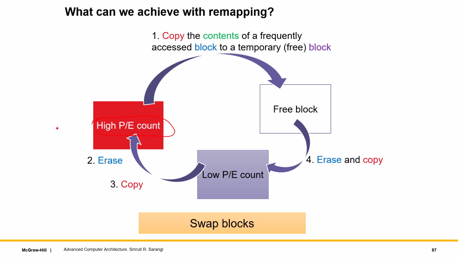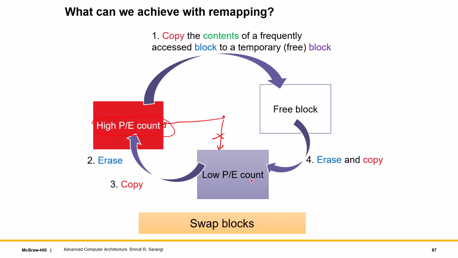The second step would be to erase the contents of this block. The third is we identify another block which has a low PE count. It's a physical block which has a low PE count. Then we do a remapping. The logical block that this would correspond to is remapped over here, and the advantage of doing that is the next time that we access it, of course we will go here, but the probability of going here is not that high because this has a low PE count. So in a sense we are doing wear leveling, homogenizing the accesses.